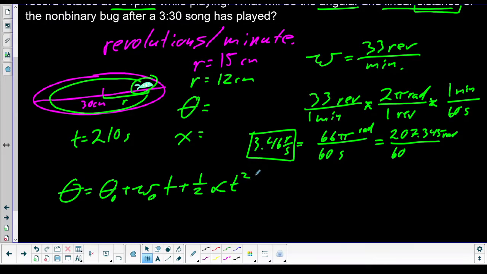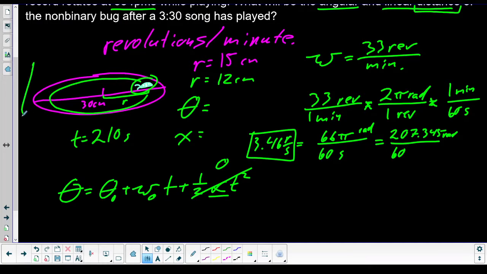times t squared. Okay. If this bug just happened to land on an already spinning disk, the disk is not going to be changing speed, because if it did, your music would sound funky. So it spins the same speed the whole time. That means our angular acceleration is 0. So this term we can just throw away. That's 0. We don't really care where it starts and stops.